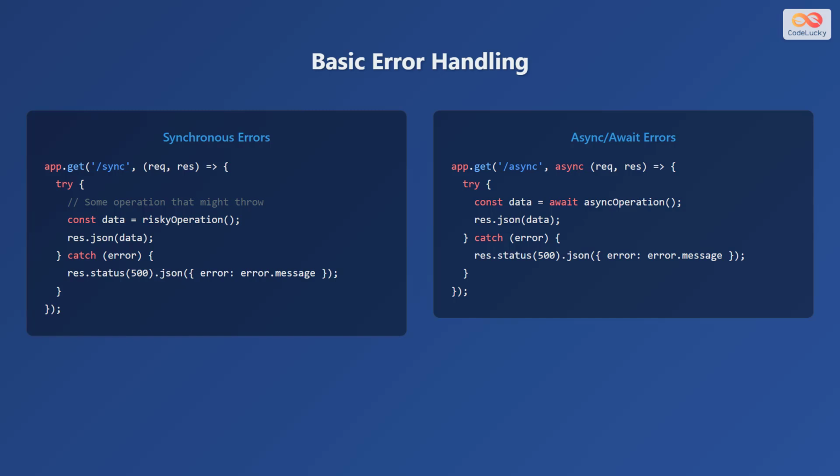Next, async/await errors. When dealing with async/await, the structure is similar. You wrap the await call of an asynchronous operation in a try block and catch any errors in the catch block. This allows you to handle errors that occur during asynchronous operations in a clean and predictable way.